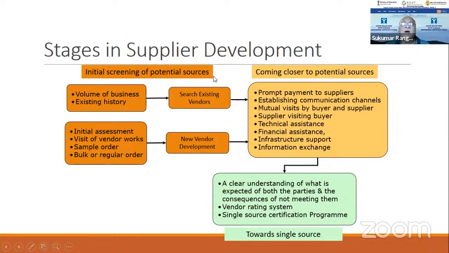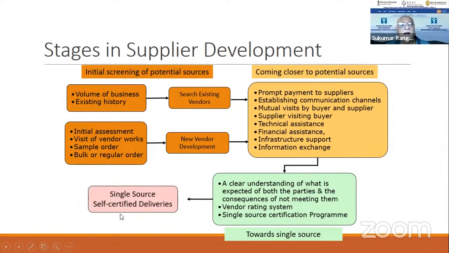So all this works towards a single source and single source self-certified deliveries. As I said, that is from straight to the shop floor, that kind of a thing. We do, in fact, in many cases, as soon as the material comes, it is taken directly to the shop floor because of all these kind of inbuilt checks and cross checks which are there.